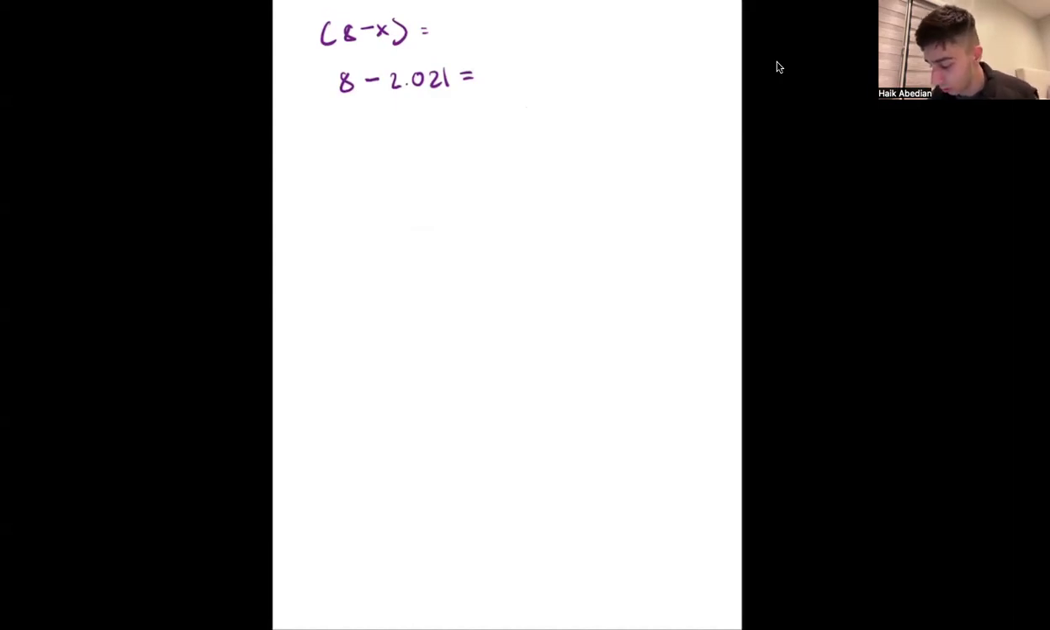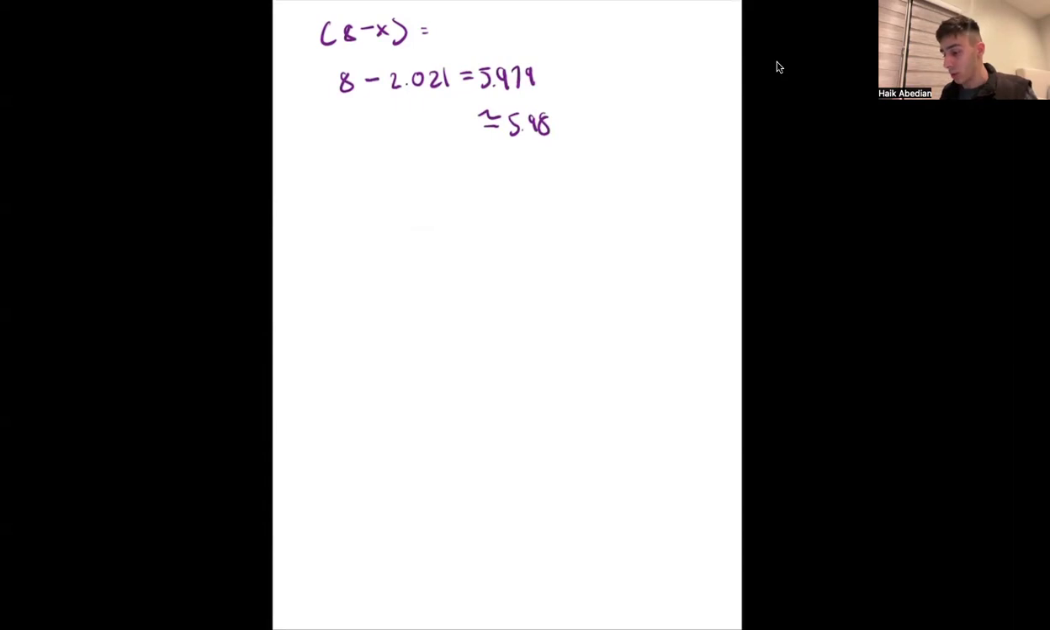That means the underground cable distance is going to be 8 minus 2.021, which gives us 5.979, or about 5.98. That would be the distance of our underground cable. But obviously our optimal point is 2.02 miles away from the nearest shoreline point.